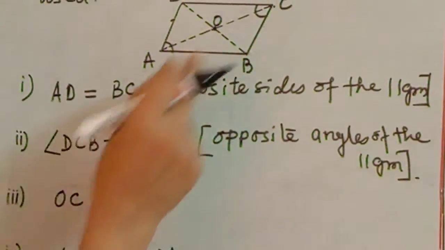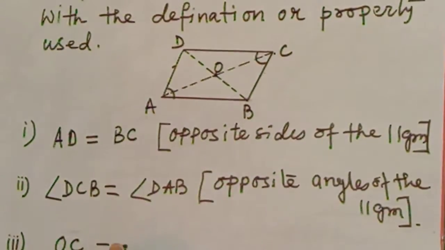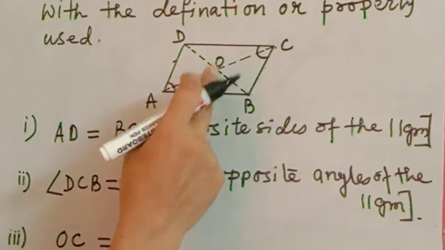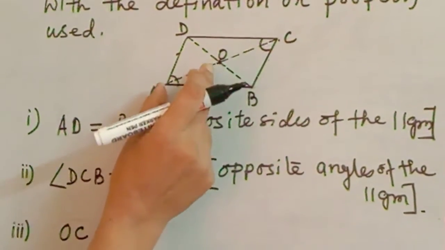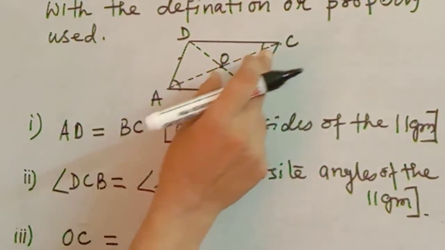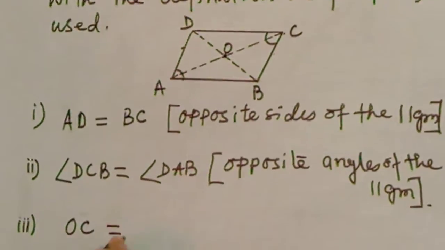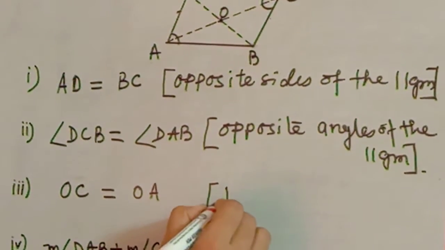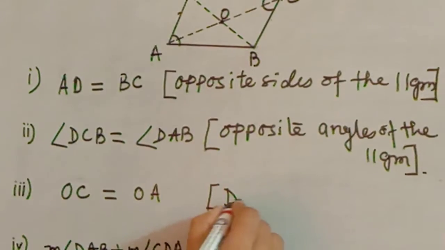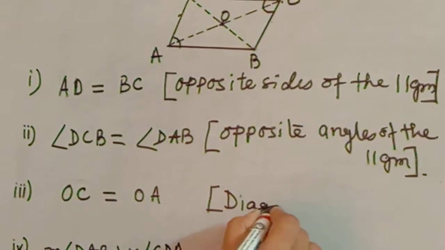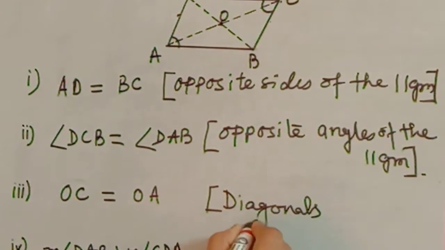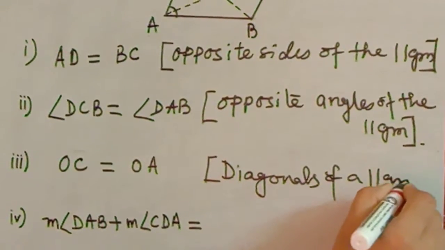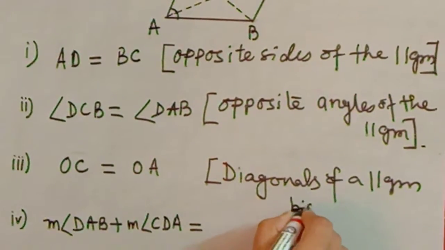Next, OC. You know that diagonals of a parallelogram bisect each other. So the measurement of OC is the same as the measurement of OA, because O is the midpoint. So OC is equal to OA. Reason: diagonals of a parallelogram bisect each other.